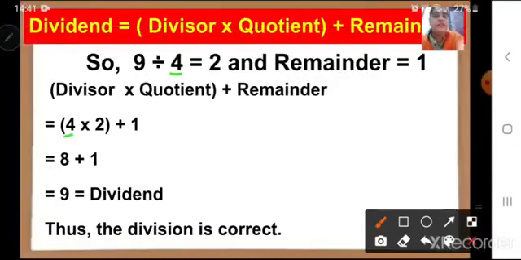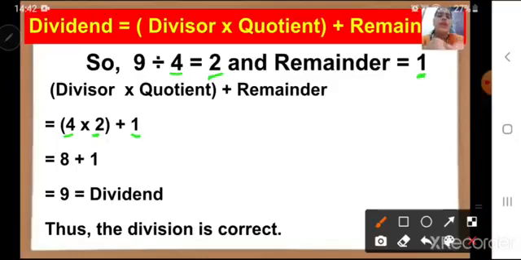So we'll write here number 4. Quotient is number 2, so multiplied by 2. And then we have to put a bracket, okay? Because it is multiplication, first we have to multiply that. Then plus remainder. What is the remainder? 1. So we'll write here plus 1.